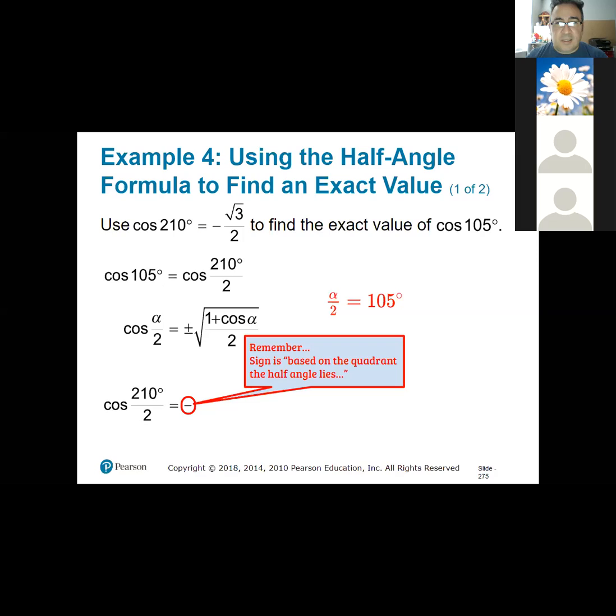Alpha over 2 is 105. 1 over 105. Very good. Alpha over 2 is 105. So that's what's going to determine it. Not alpha, but alpha over 2. Does that make sense, Talia? Yeah.